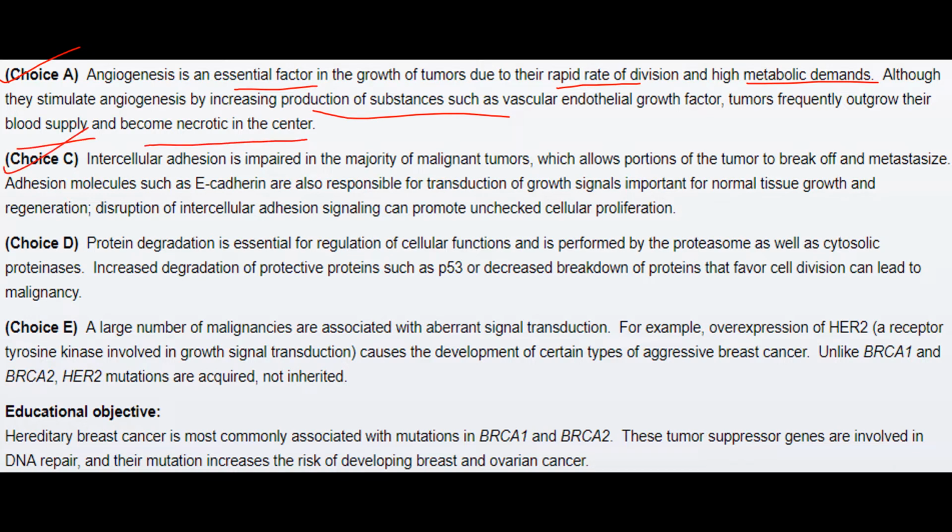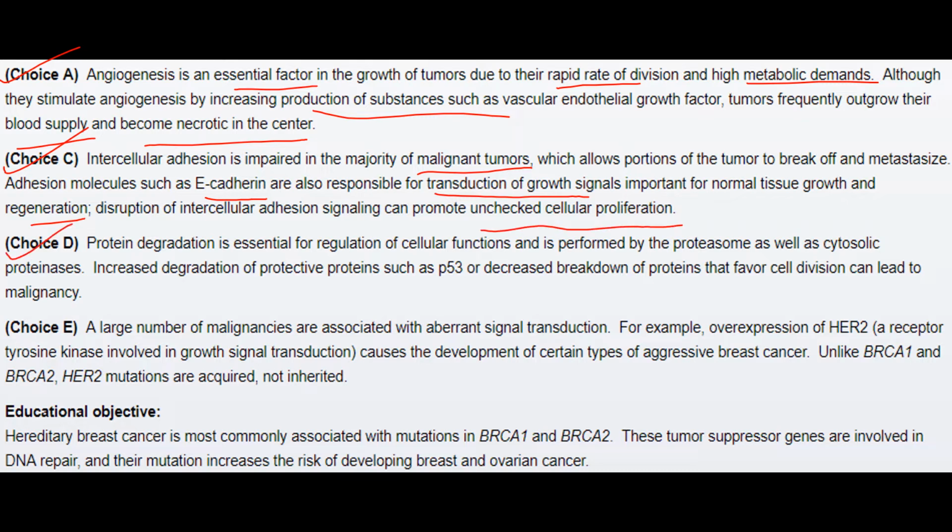In choice C, intercellular adhesion is impaired in the majority of malignant tumors, which allows portions of the tumor to break off and undergo metastasis. Adhesion molecules such as E-cadherin are also responsible for transduction of growth signals important for normal tissue growth and regeneration. Disruption of intercellular adhesion signaling can promote unchecked cellular proliferation.